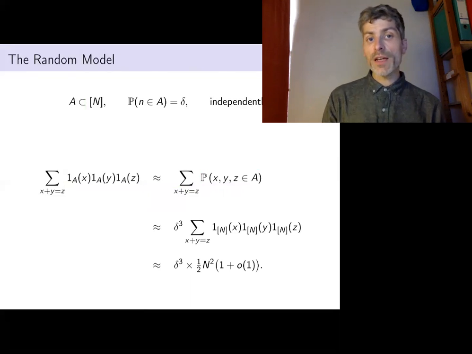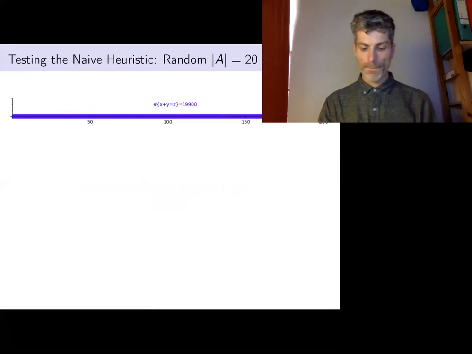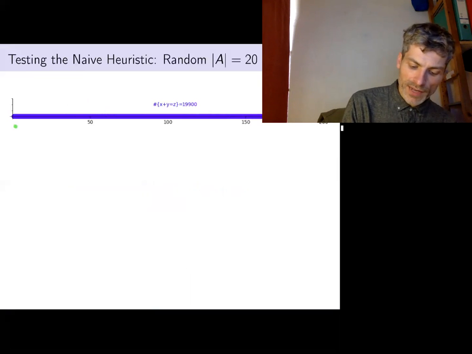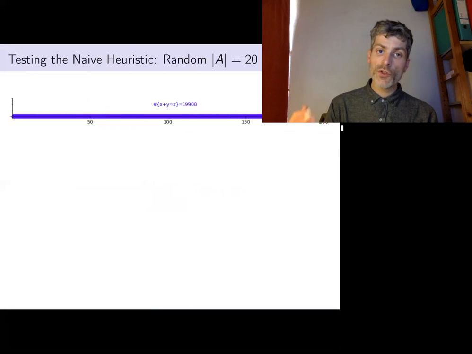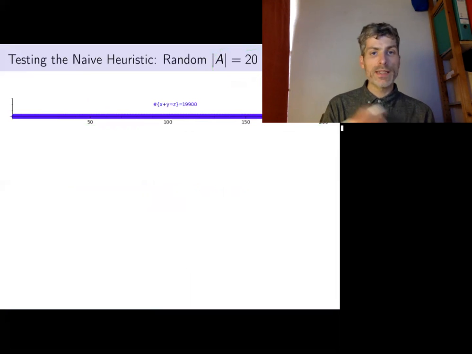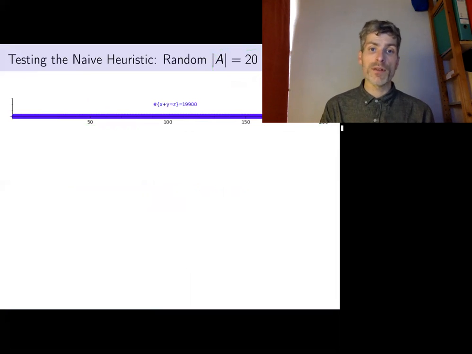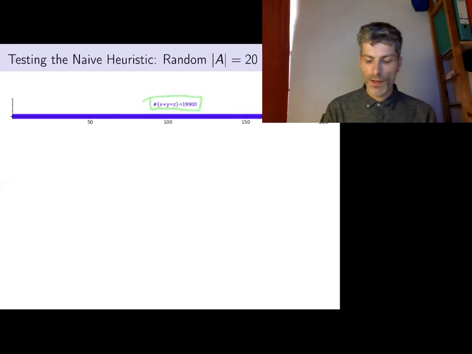Okay, so it seems like these random sets obey the naive heuristic, at least in expectation. So let's test this experimentally. I'm going to take the interval of the first 200 positive integers, and I'm going to choose a random subset of cardinality 20. So its density is 0.1. I am selecting 10% of the interval randomly. The number of solutions in the full interval is 19,900.